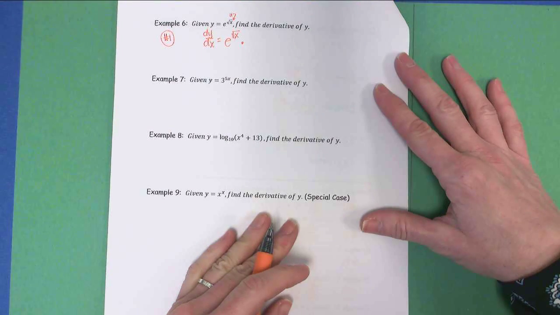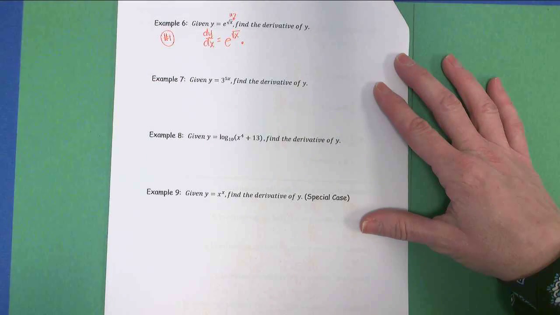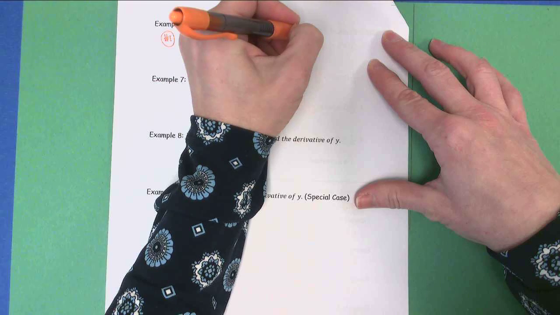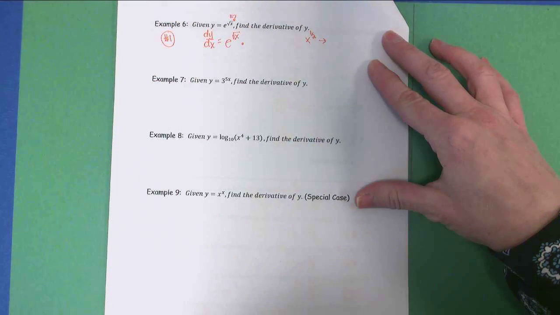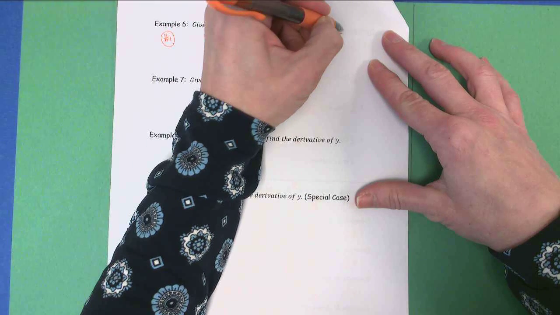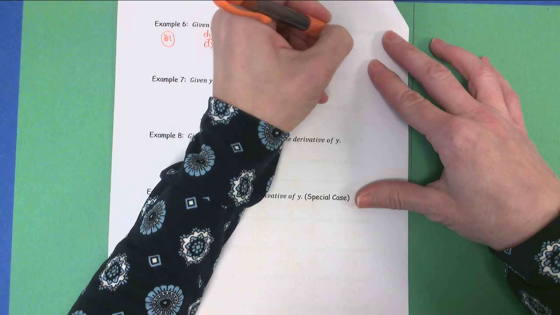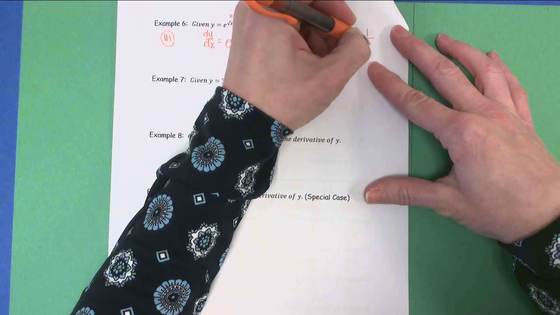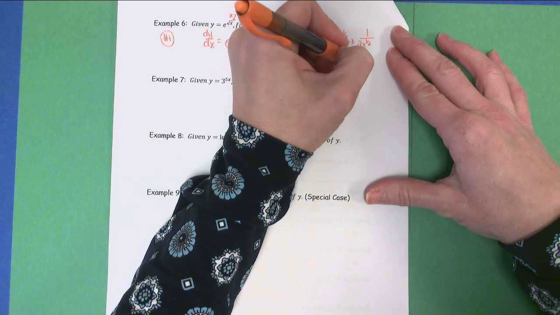So I have to find the derivative of the square root of x. If I rewrite square root of x off to the side as x raised to the 1/2 power, then I know from prior knowledge the derivative of x to the 1/2 power by the power rule is going to be 1/2 x raised to the negative 1/2. And if I clean that up, that will be 1 over 2x to the positive 1/2, or 1 over 2 square root x.